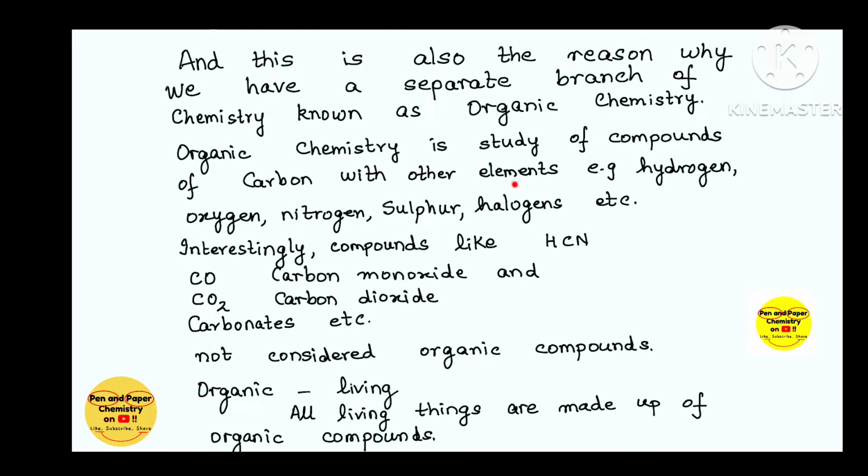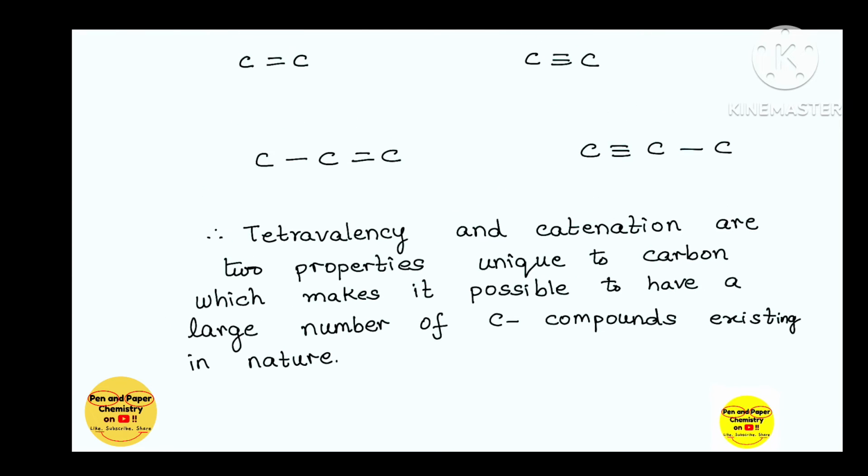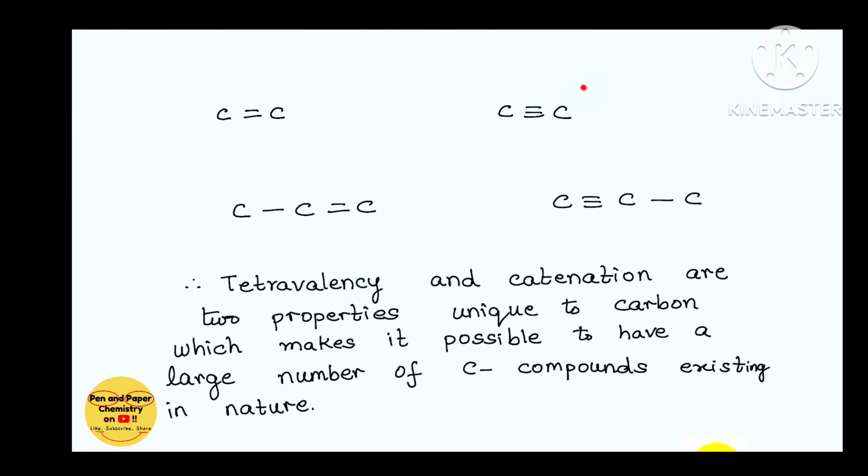What can be those other elements? Hydrogen, oxygen, nitrogen, sulfur, halogens, etc. In fact, we have metals also which form compounds with carbon, although they are not many, but yes, there are metals as well which form compounds with carbon, and they are all studied as a separate branch because there are immense possibilities of the way carbon can join with each other and with other atoms.